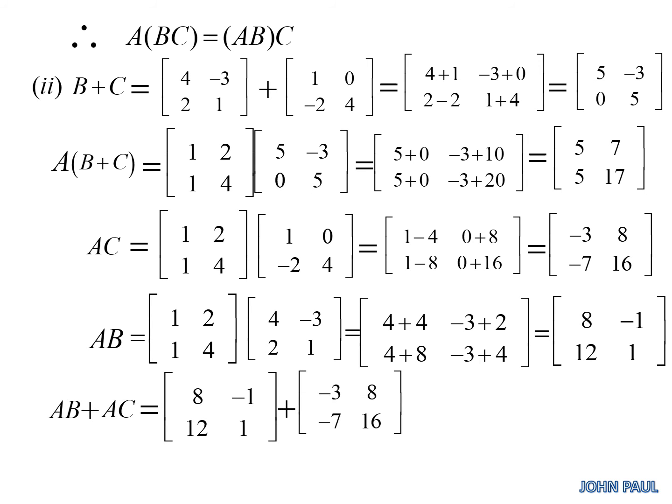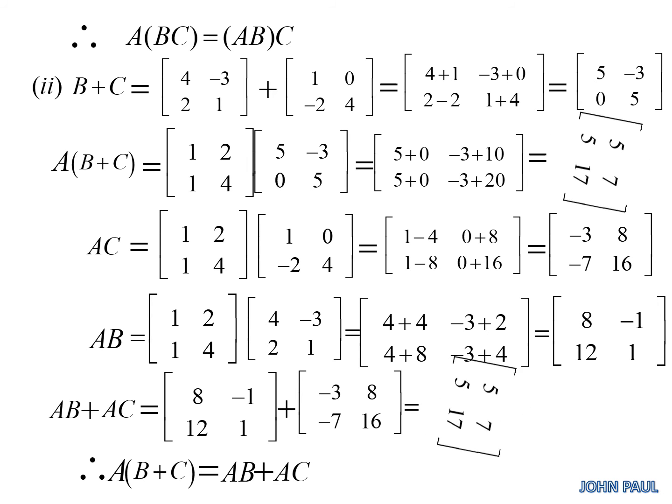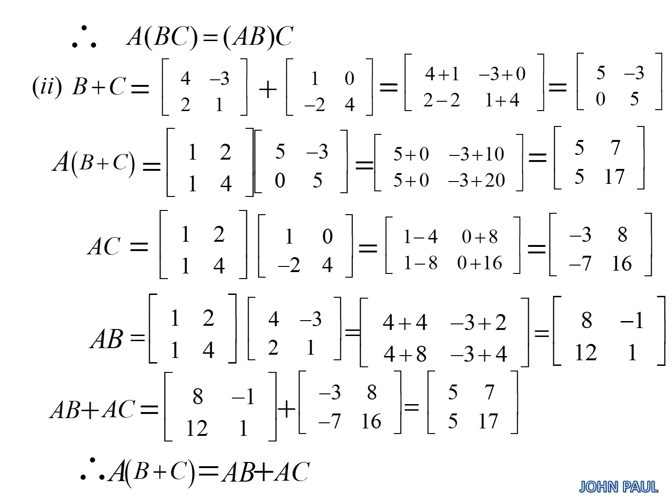Now we'll add both, that is AB plus AC equals 5, 7, 5, 17. Therefore, both are equal. So the left side A into B plus C equals AB plus AC.